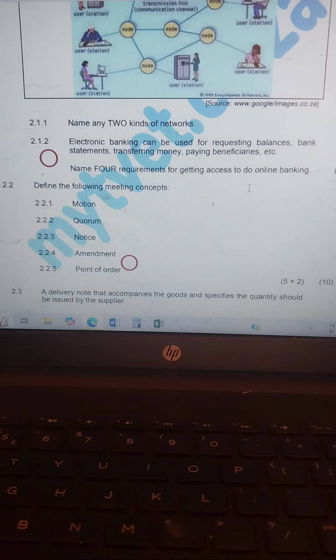Then we go to 2.1.2. Electronic banking can be used for requesting balances, for bank statement, transferring money, payable beneficiaries, and so on. Name 4 requirements for getting access to do online banking. Number 1, being connected to the internet. Number 2, banking service must first be activated by the client's bank, for example, bank officials. Number 3, the user will need his or her bank account number and a password to gain access and to log in. The 4th one, for security purposes, a second password should be created.